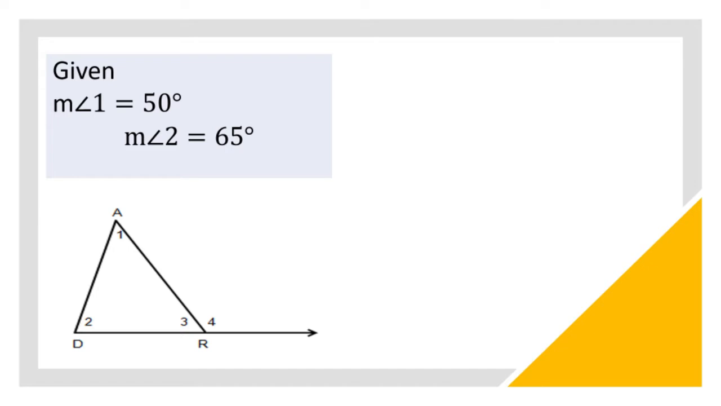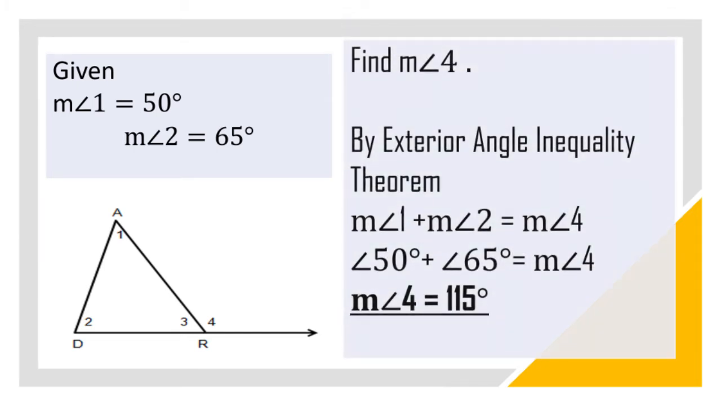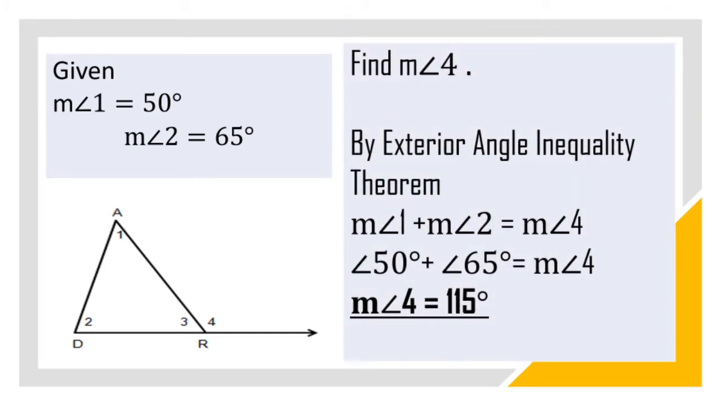By exterior angle inequality theorem, measure of angle 1 is equal to measure of angle 2 plus measure of angle 4. 50 degrees plus 65 degrees is equal to measure of angle 4. Measure of angle 4 is equal to 115 degrees.